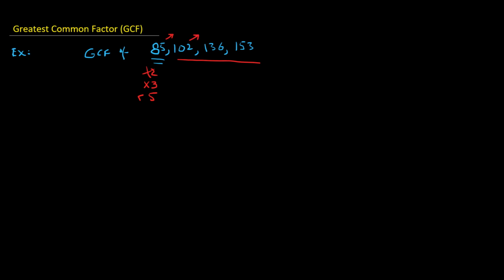Now what about 7? If we check for 7, the first number is not divisible by 7. So we don't have to check any other for 7.